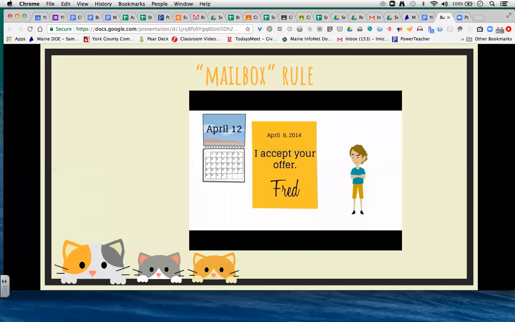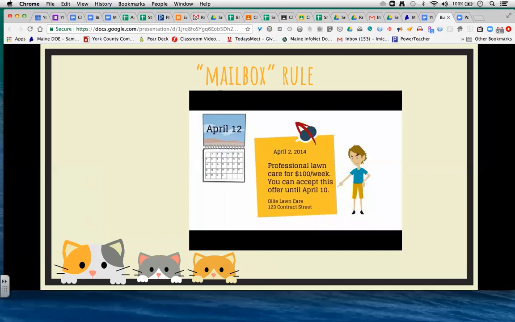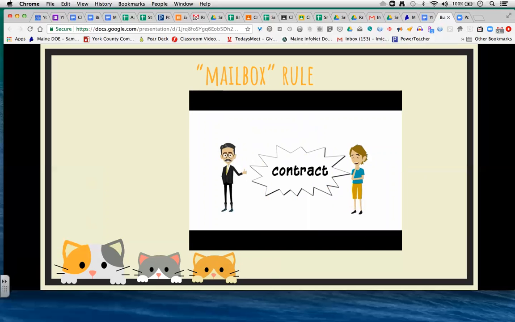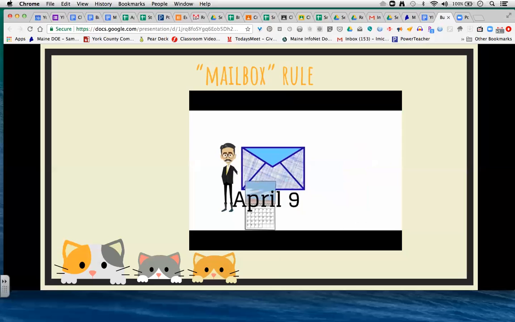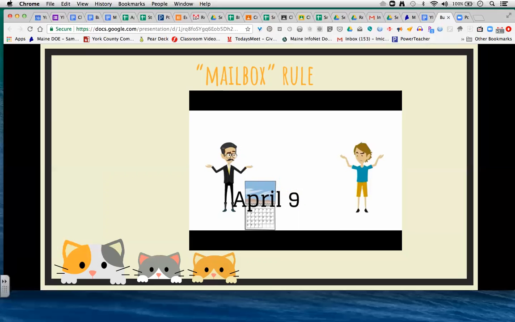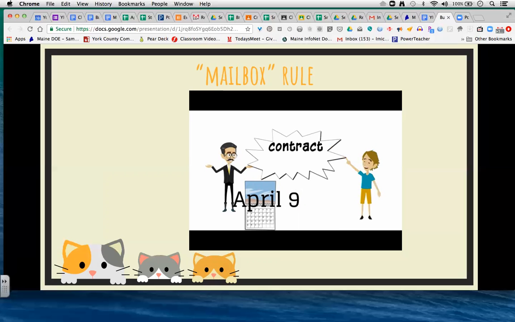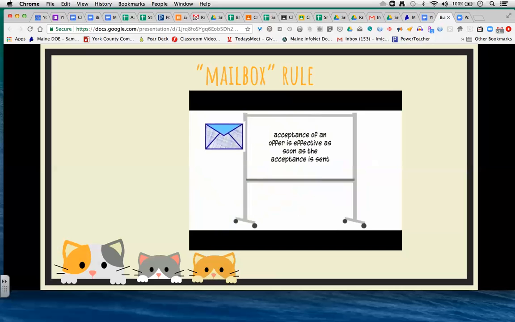Ali receives Fred's letter on April 12th, but Ali asked for the acceptance by April 10th. Ali and Fred probably have a contract. Fred sent his acceptance to Ali on April 9th. The mailbox rule tells us that as of April 9th, the offer was accepted. In fact, let's say Fred sent his acceptance on April 9th, but the letter somehow disappeared. So Ali never received the acceptance. Fred and Ali probably still have a contract. The mailbox rule tells us that Fred's acceptance was effective as of April 9th.